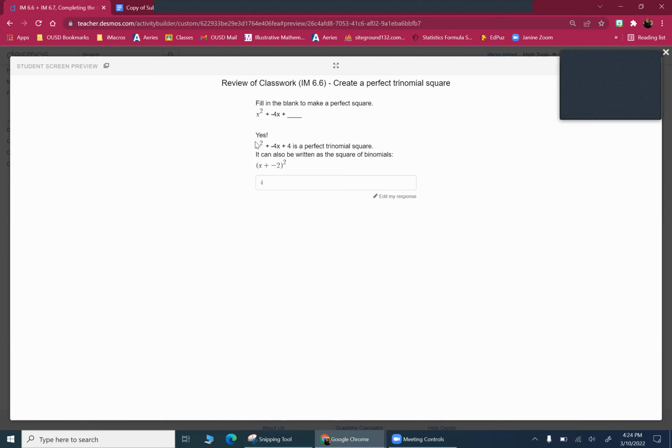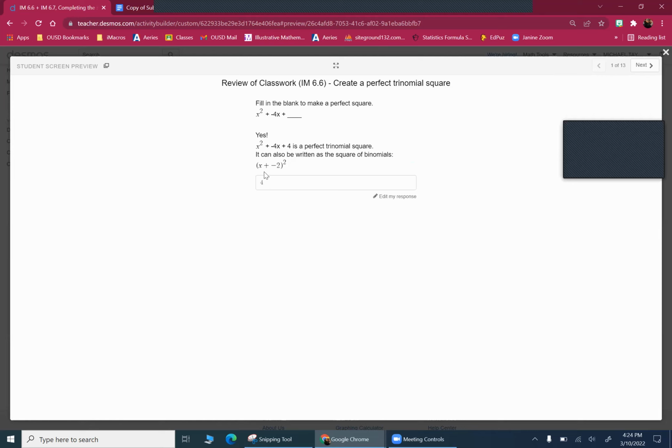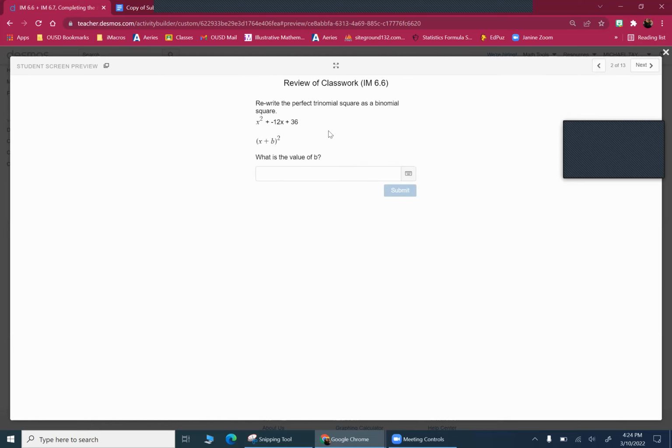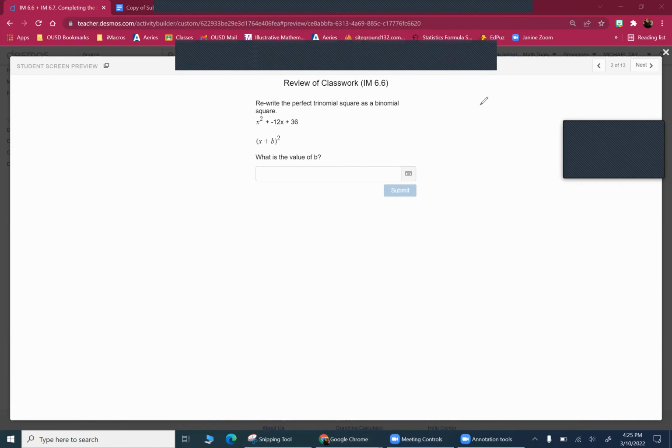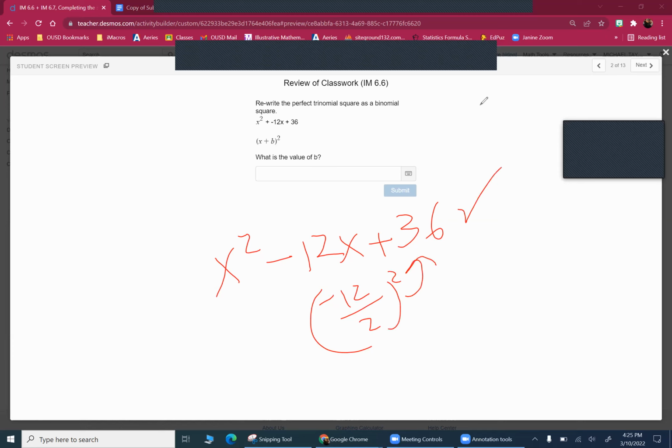Now notice this is saying that x squared minus 4x plus 4 can also be written as x minus 2 squared, or x plus -2 squared. That's important because on the next page it asks, can you rewrite this? First of all, this is a perfect trinomial, and the reason I know is because this is x squared plus -12x, or minus 12x, I can write it either way, plus 36. If I take half of -12, it is -6, and then I square it, that's 36. So this is a perfect trinomial.